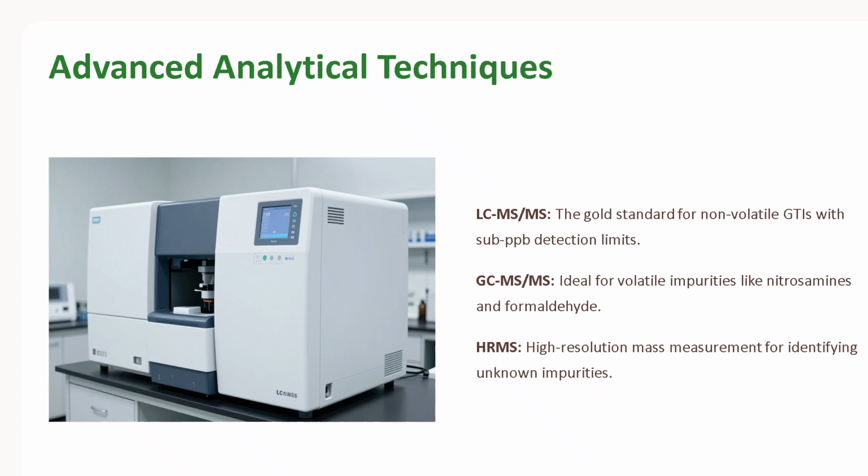For volatile compounds, scientists often use GC-MS, which is particularly effective for detecting impurities like nitrosamines or formaldehyde. Another powerful tool is high-resolution mass spectrometry, or HRMS, which allows researchers to identify unknown impurities by measuring molecular masses with exceptional precision. Together, these techniques allow detection at sub-ppb levels, ensuring even the smallest risks can be identified.